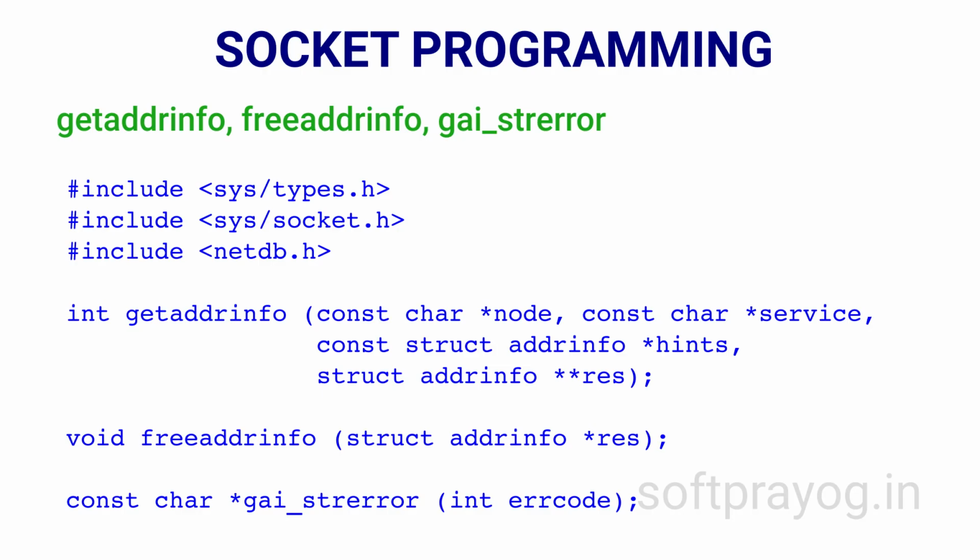Now we look at the socket API, the functions, and the system calls. The first is the getaddrinfo function. The getaddrinfo function translates a host name and a service into a list of socket addresses pointed to by res, which can be used in subsequent bind and connect calls. The getaddrinfo function gives a linked list of addrinfo structures.